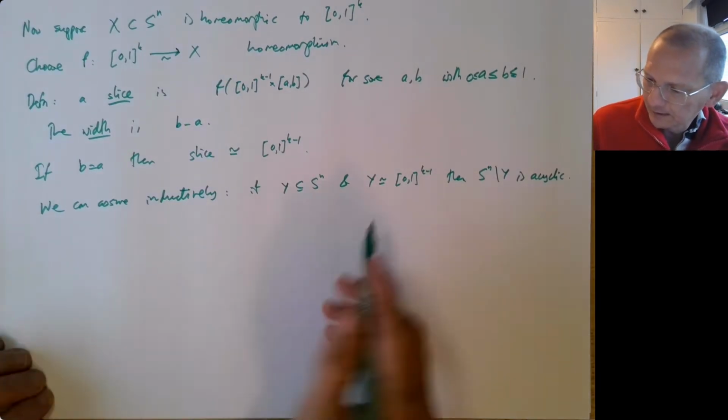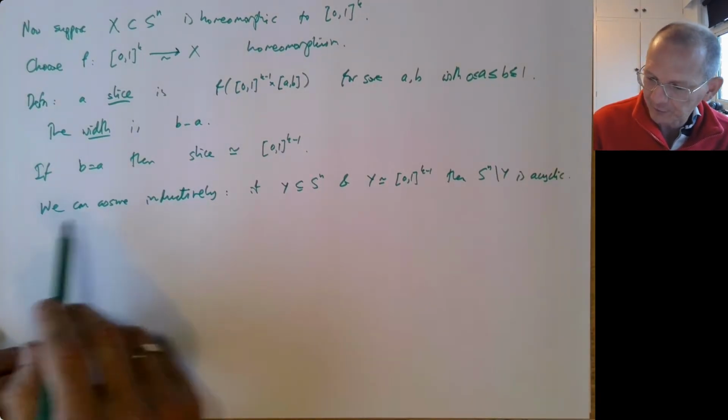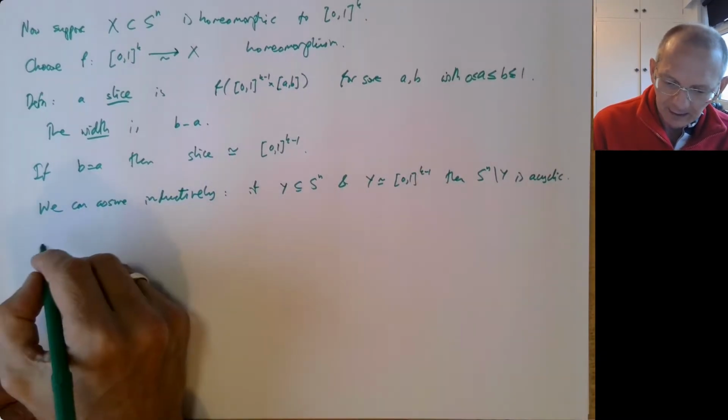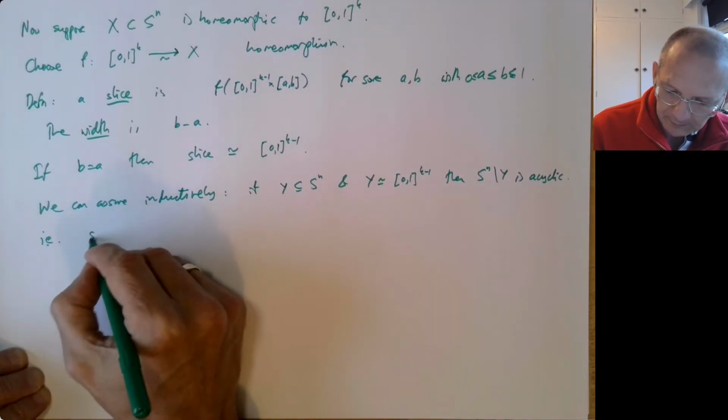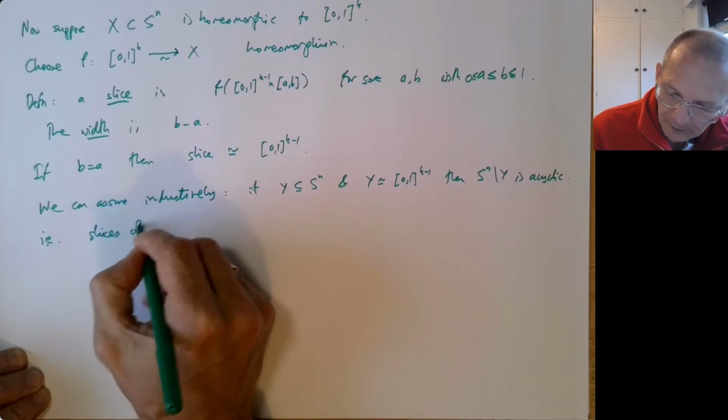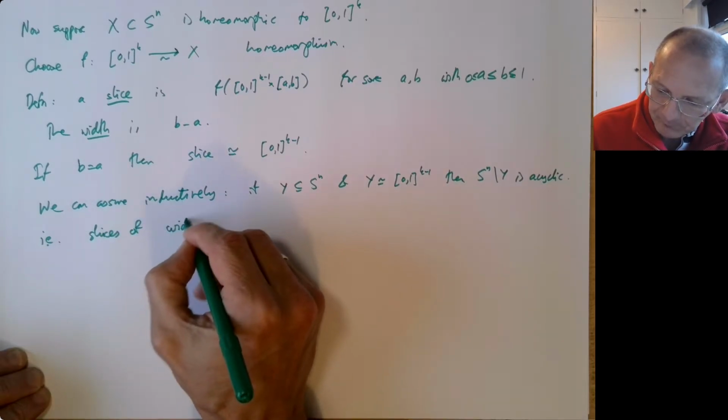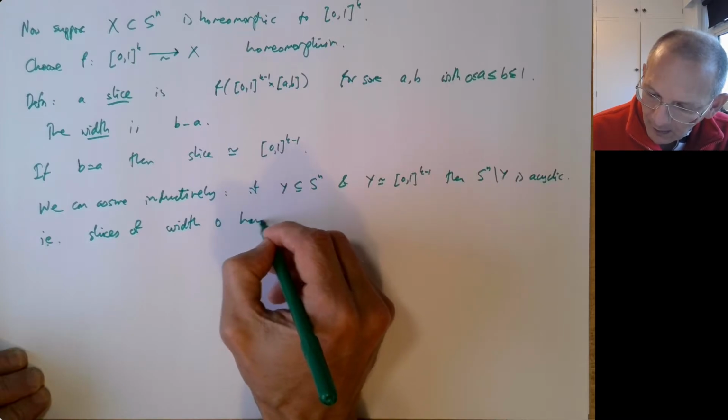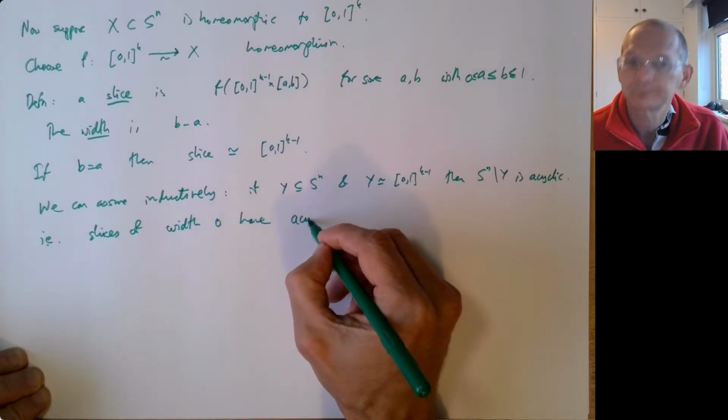Okay, so that induction can start, and we're going to do this inductively. So we're saying that slices of width 0 have acyclic complement.